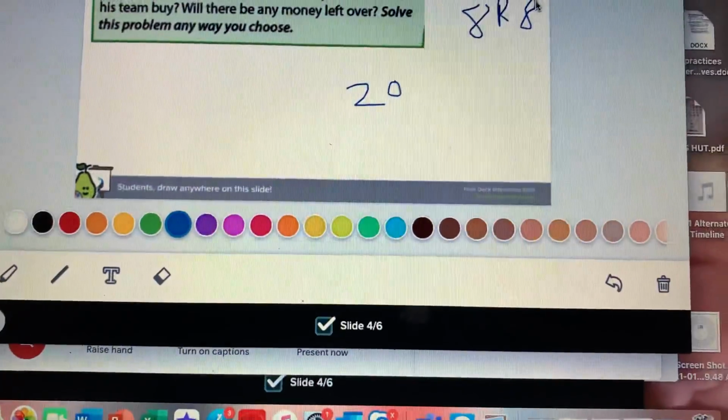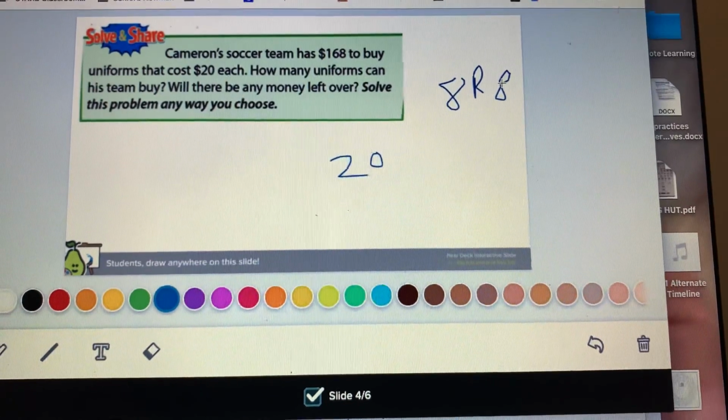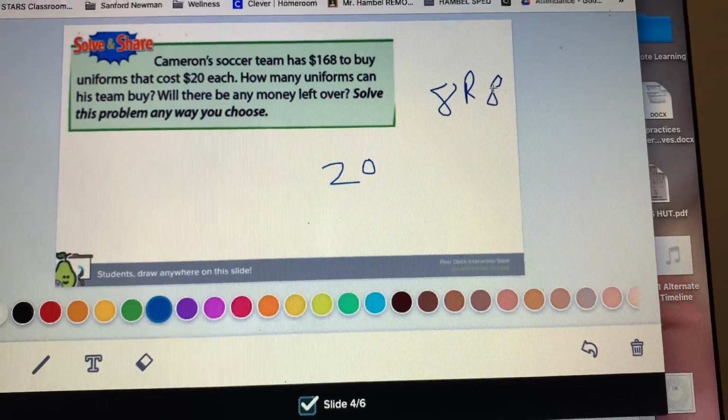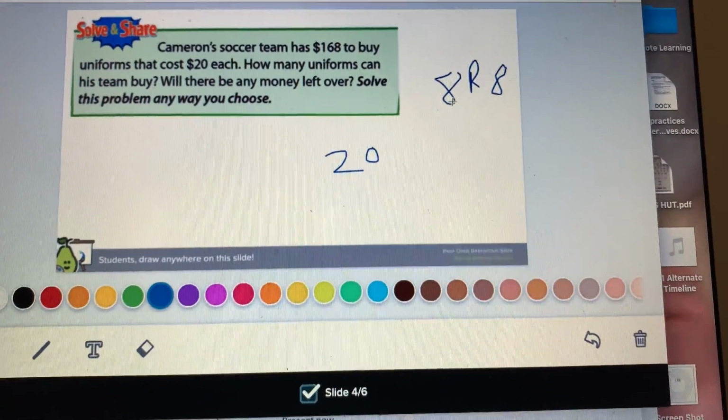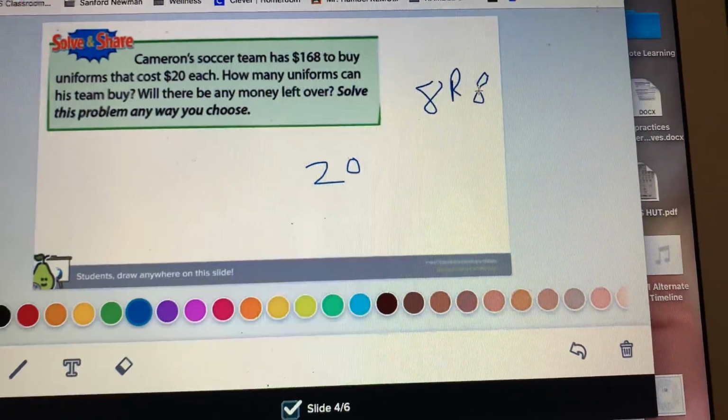Another way to think about it is that you have this 8, and you need 12 more dollars. 8 plus 12 is 20. You need $20 to get 1 uniform. If you have 8 uniforms, you can't get half a uniform, that's why you have money left over.